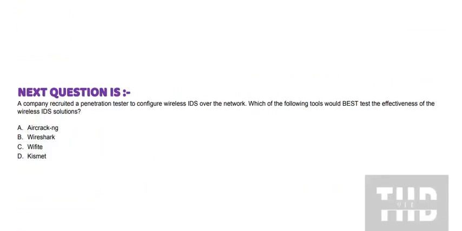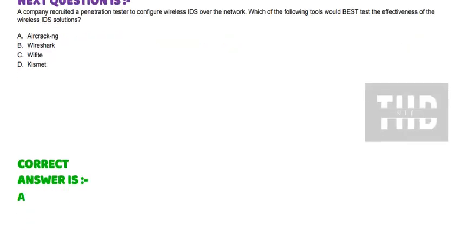Moving to next question. A company recruited a penetration tester to configure wireless IDS over the network. Which of the following tools would best test the effectiveness of the wireless IDS solutions? Option A, Aircrack-ng. Option B, Wireshark. Option C, Wifite. And option D, Kismet. And the correct answer is option A.